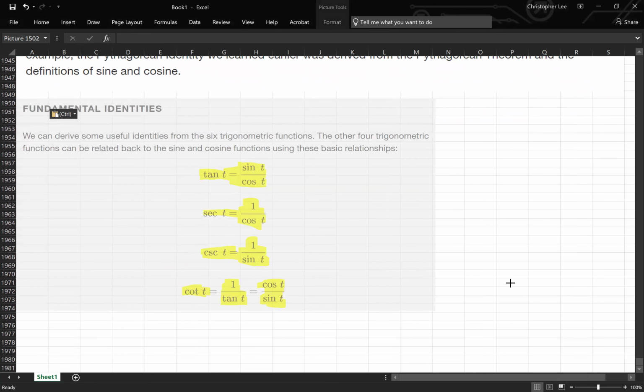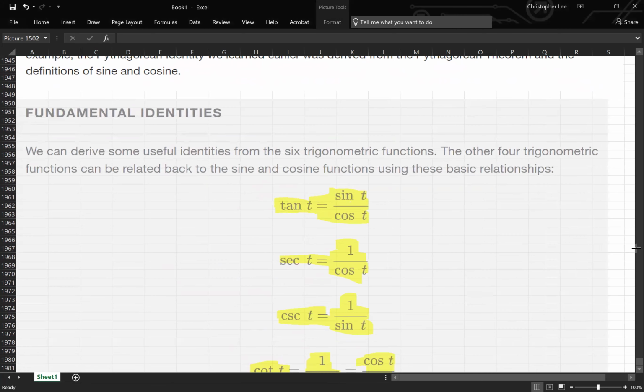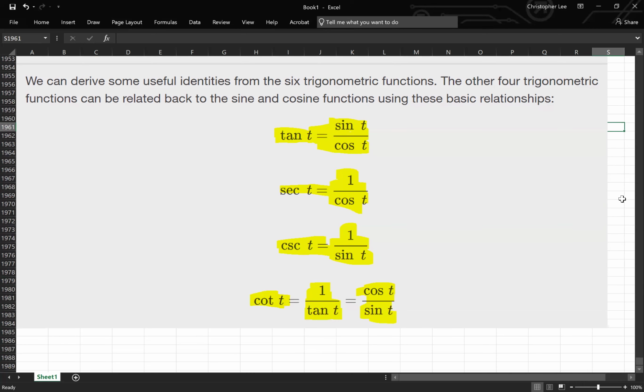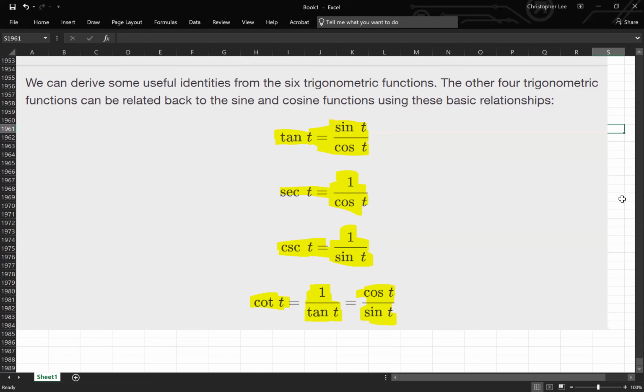All right. So, fundamental identities right here. We can derive some useful identities from the 6 trigonometric functions. The other 4 trigonometric functions can be related back to the sine and cosine functions using these basic relationships. Tan is equal to sine over cosine. Secant is equal to 1 over cosine. Cosecant is equal to 1 over sine. Cotangent equals 1 over tan, which becomes cosine over sine, all right? This is the sauce right here.